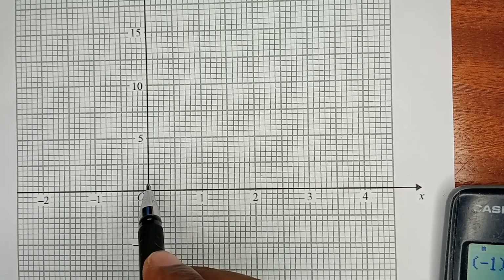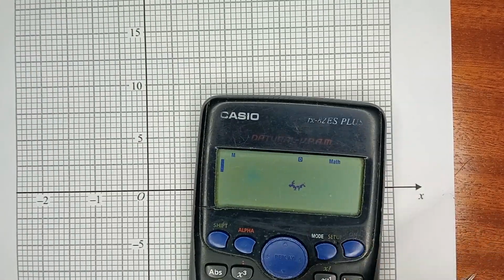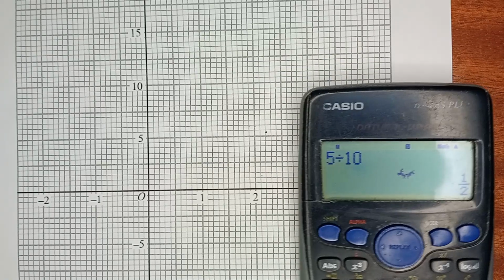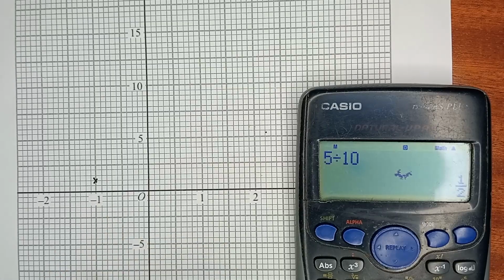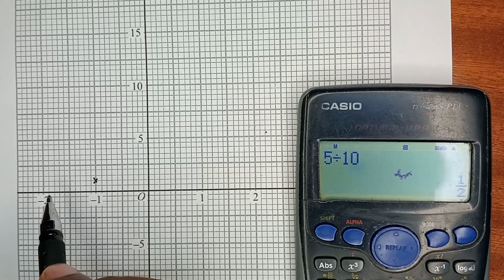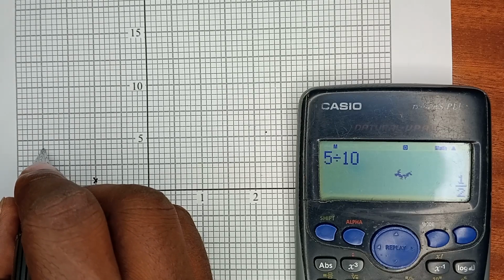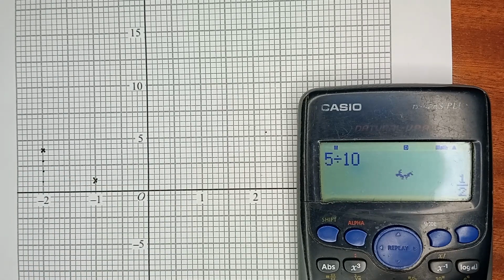There are 10 squares representing 5 units. 5 divided by 10 gives 1 square representing a half, so to get 1 we need 2 squares. When x is -2, we have 4, because x squared is 4. We may not want to go further because we do not have -3.